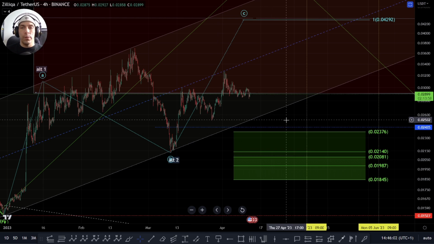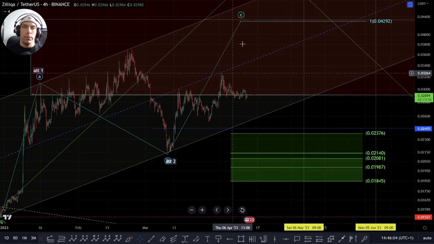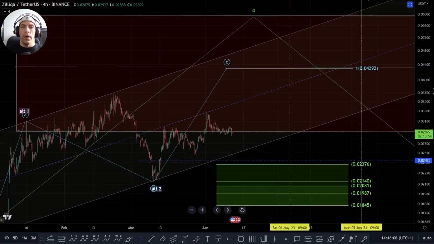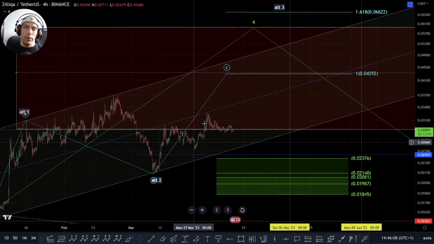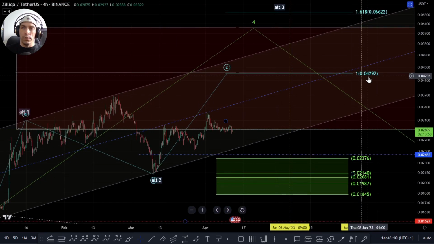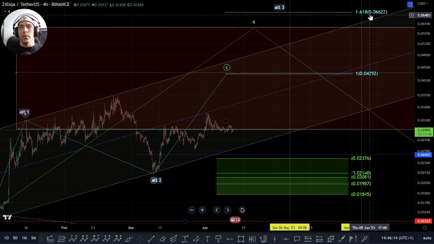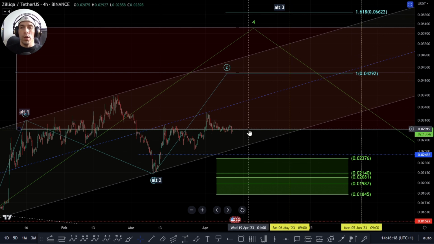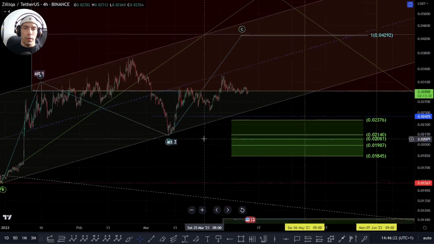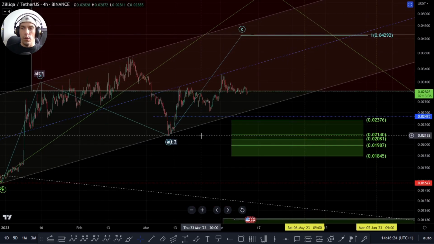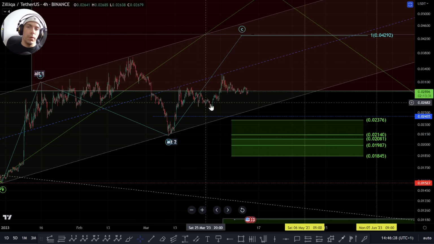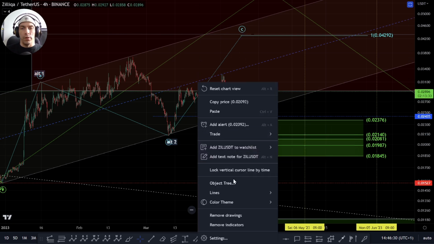Okay, so we're still looking for that potential continuation to the upside here. Looking for either this to be a C wave towards this 4 cent 292, or up here as a third wave towards the 06622 region. Obviously there's a lot of things that need to happen for this to take place, and one of the key things is not to lose this low here of this 02132. Basically, as long as we hold this, we can potentially look for this push to the upside.